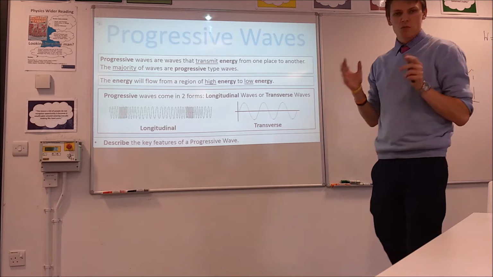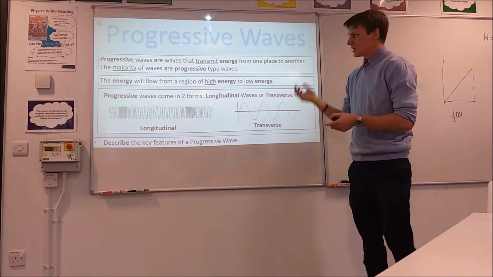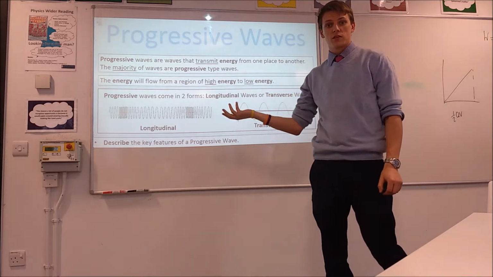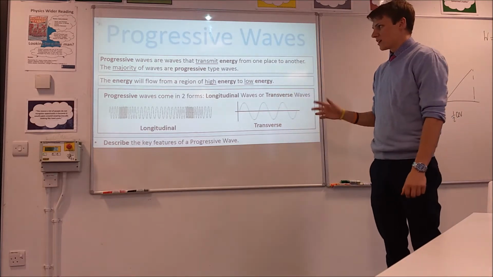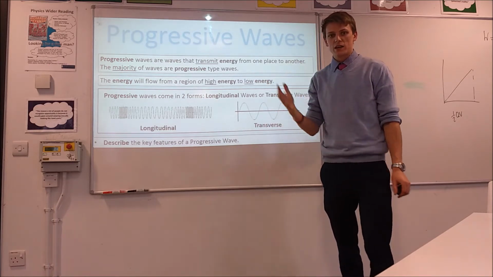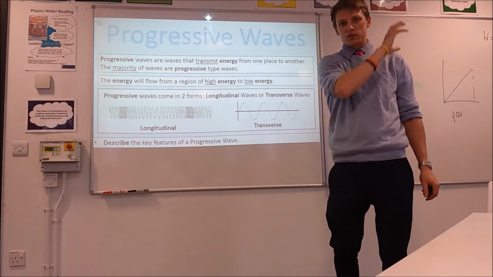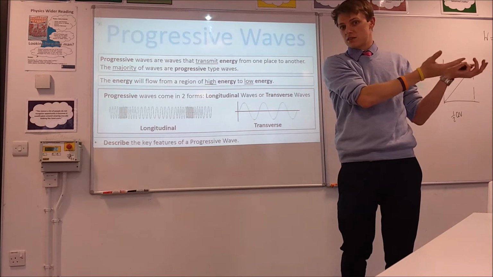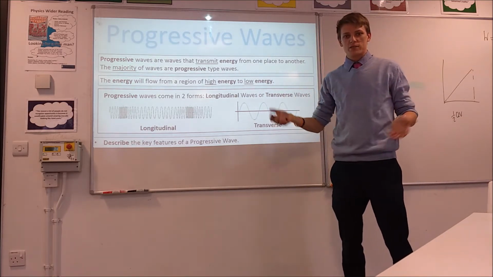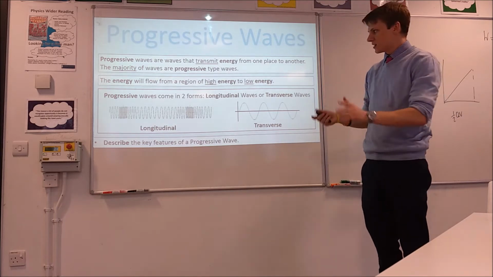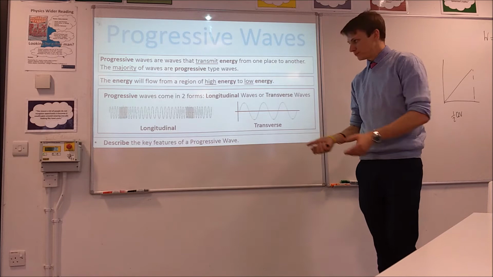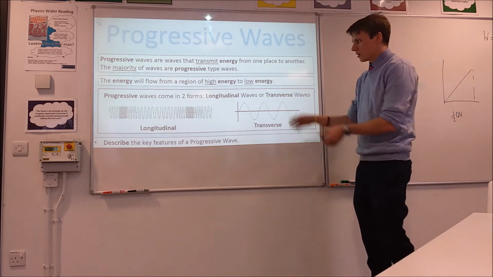So first thing, what is a progressive wave? Well, it's a type of wave that transmits energy from one place to another. That's the very essence of it, and most waves are progressive type waves because light waves take energy from a source which has very high energy like a star to elsewhere, and water waves take energy from high to low. Essentially it's anything that moves energy from one place to another in the form of oscillation. Okay, so that's what we've got here.